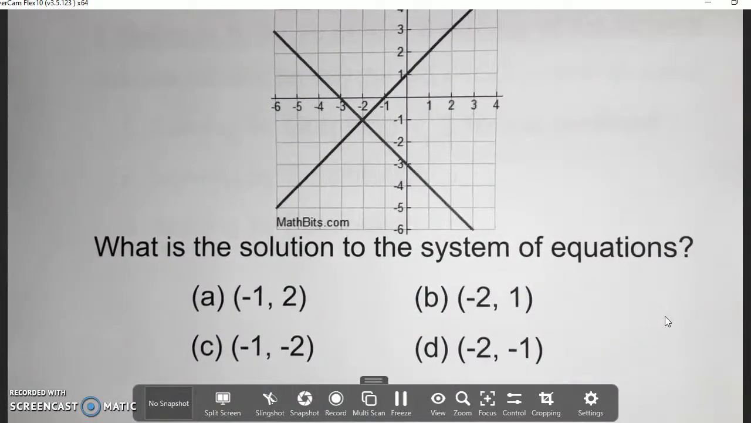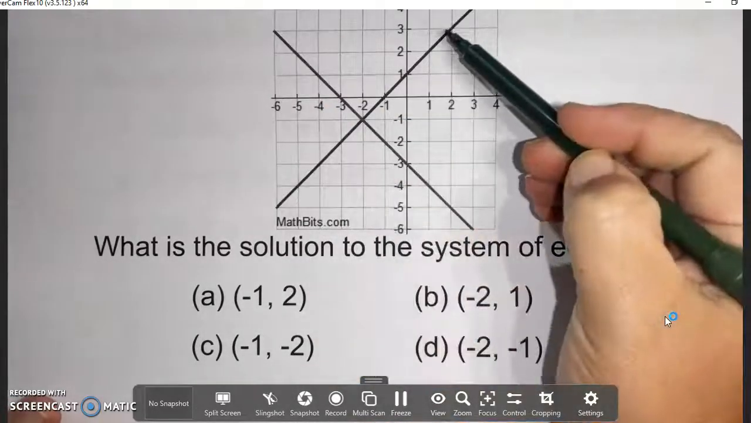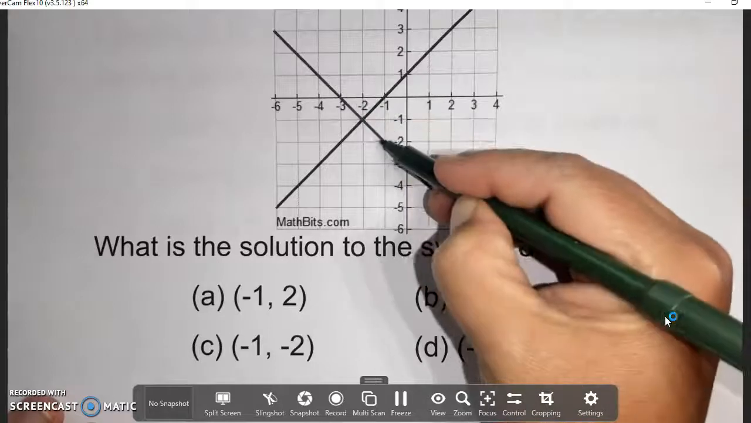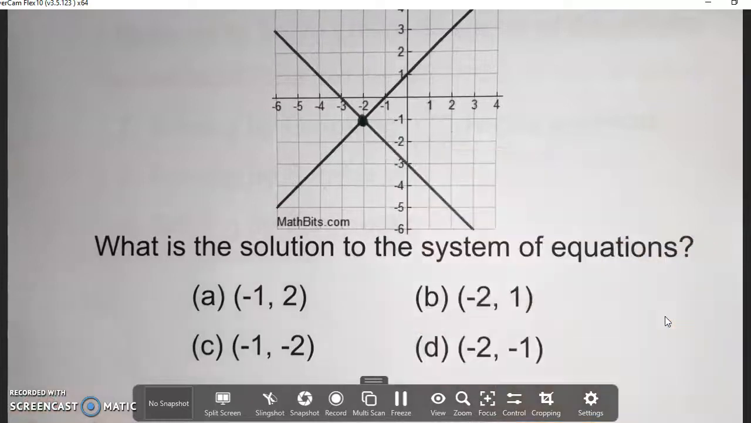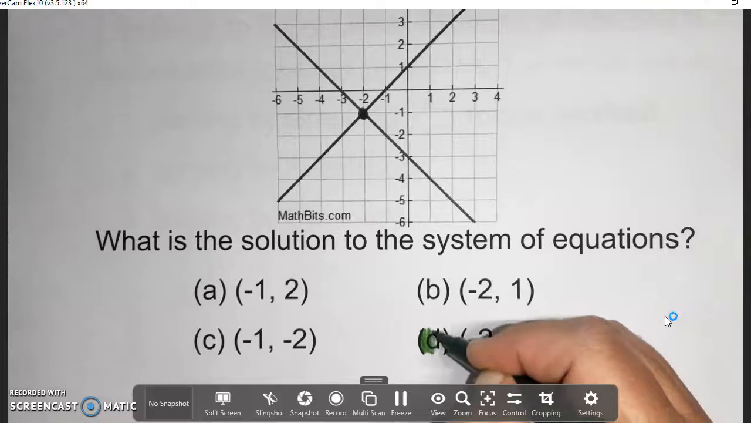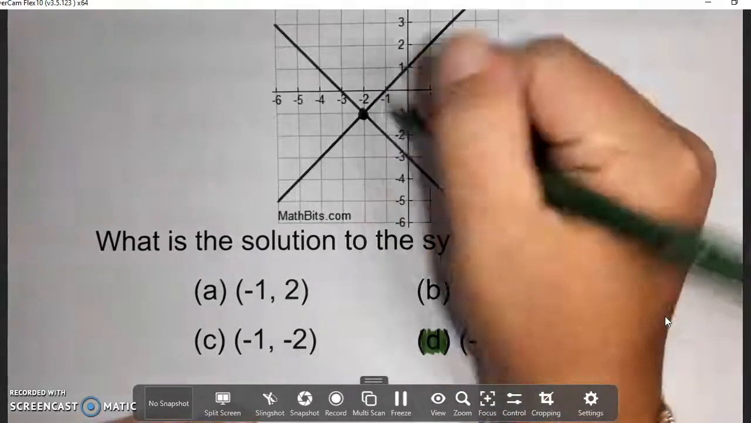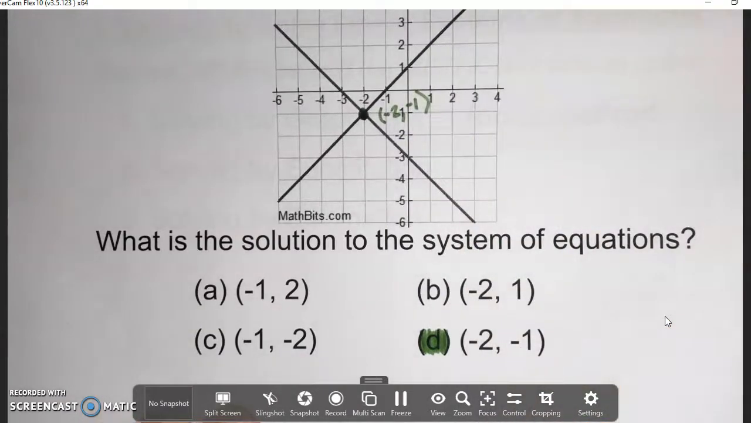Well, we talked about it last week. The solution is the one point that satisfies both of the equations. So the equation of this line and the equation of this line. The solution that satisfies both is the point at which they intersect. So negative 2, negative 1. D would be our solution. This point is negative 2, negative 1.